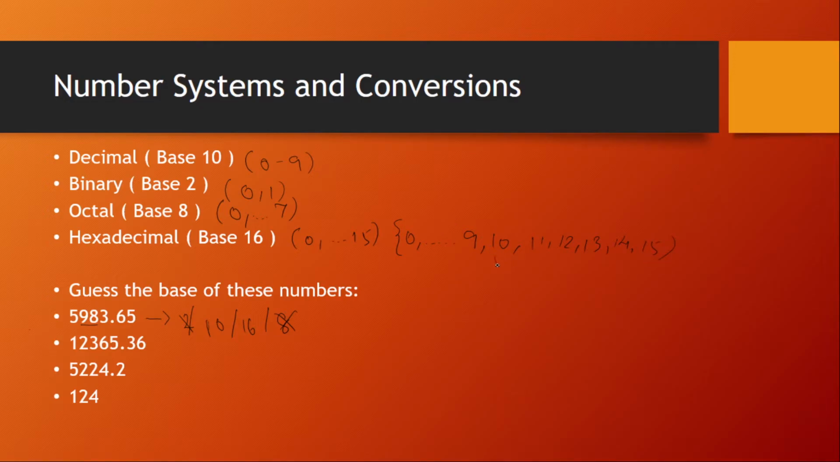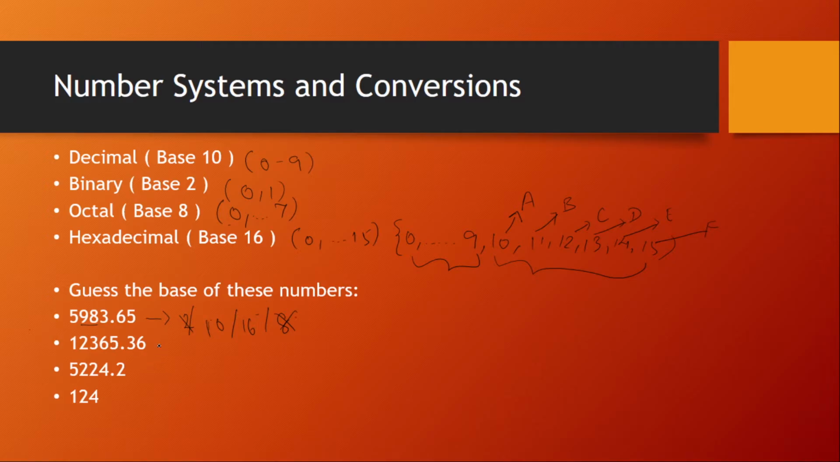These 2-digit numbers are represented with the help of alphabets or characters. So 10 is represented as A, 11 as B, 12 is C, 13 is D, 14 is E, and the final number 15 is F. So your hexadecimal consists of 0 to 9, followed by A, B, C, D, E, and F. Since this number doesn't satisfy this criteria, it cannot be an octal number or a binary number.